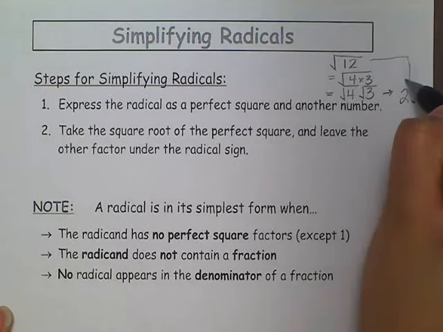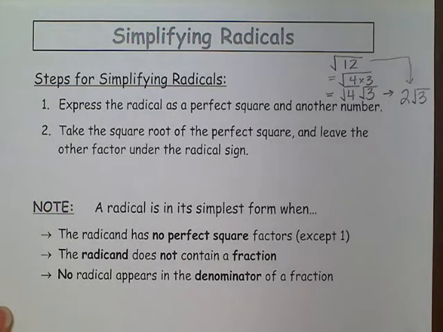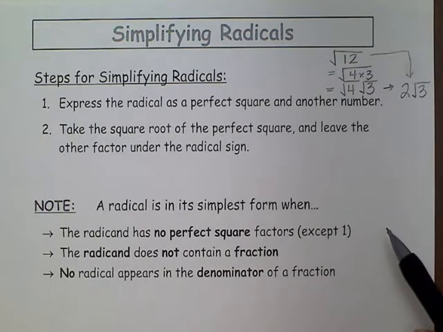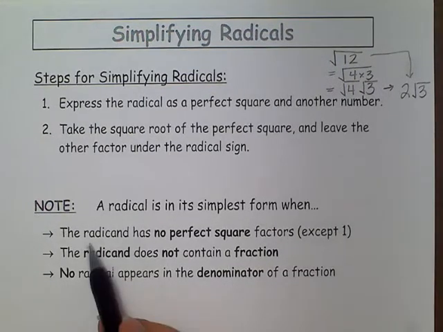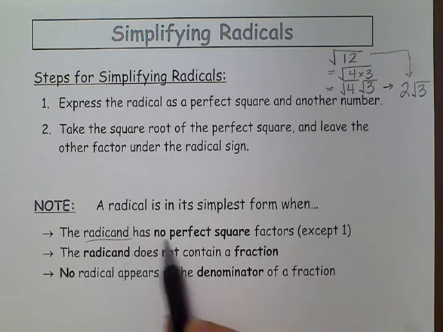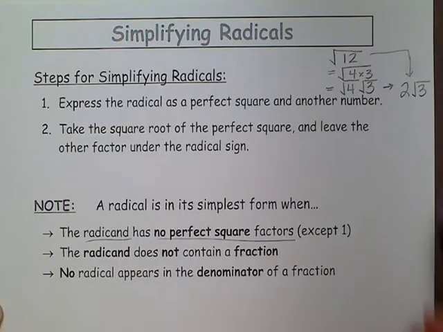So the square root of 12 in simplified form is 2 root 3. Okay, some things you should know. A radical is in its simplest form when the radicand has no perfect square factors except for 1.